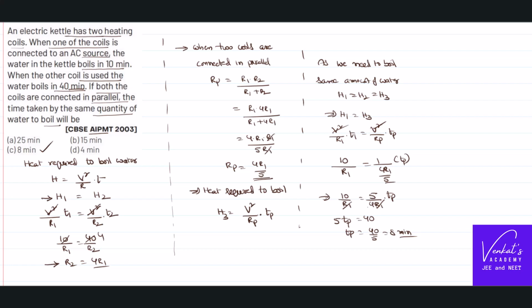So it's a very simple problem. You only need a basic understanding of resistance in parallel equal to R1 R2 by R1 plus R2, and a simple formula of heat equal to V square by R into T. Knowing those basic aspects, we can easily solve this problem, right?